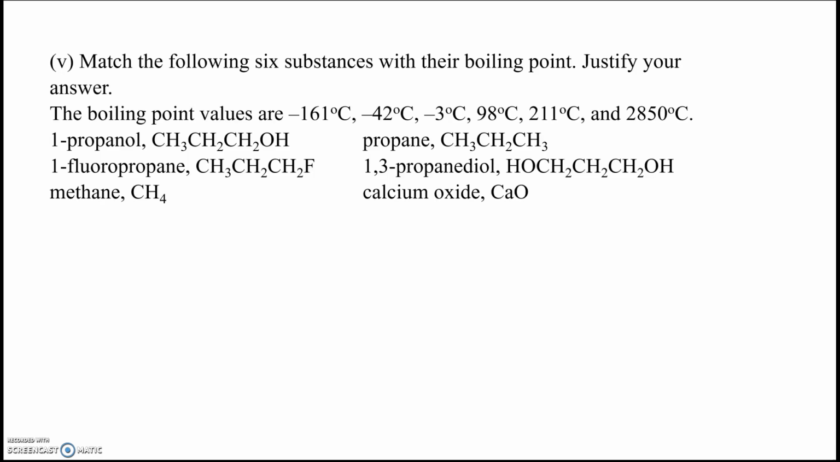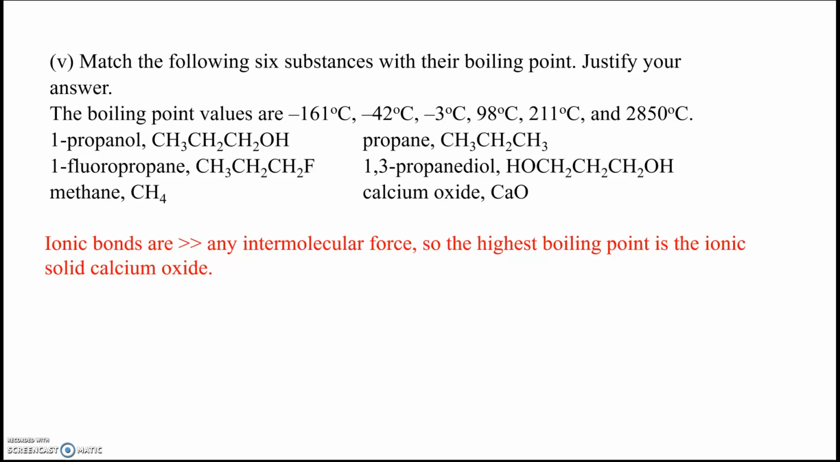Now, here comes an interesting question. We need to match the following 6 substances with their boiling point and justify your answer. And we have the 6 boiling points listed and the 6 molecules. So when we attack this, probably the best way to do this is to look at the extremes and get those taken care of, and then work our way towards the middle. Ionic bonds are much, much stronger than any intermolecular force. So that must mean that the highest boiling point has to be the ionic compound, which is calcium oxide. So that one's going to have 2850.